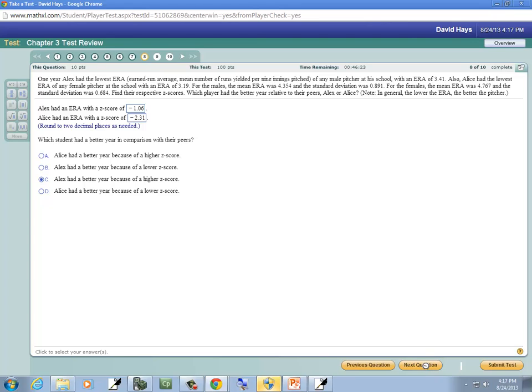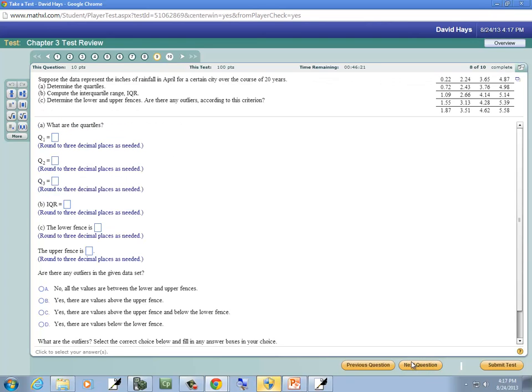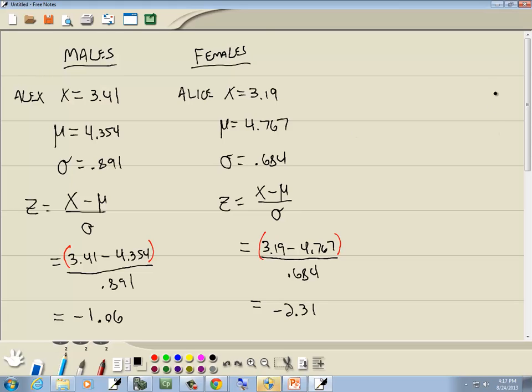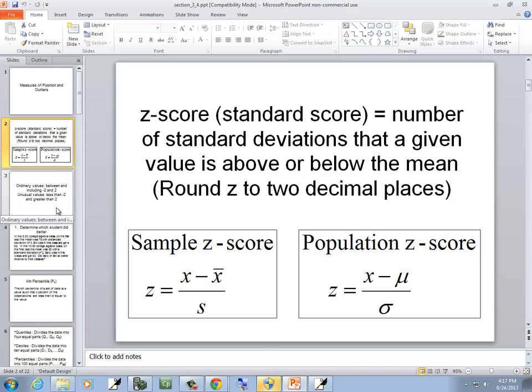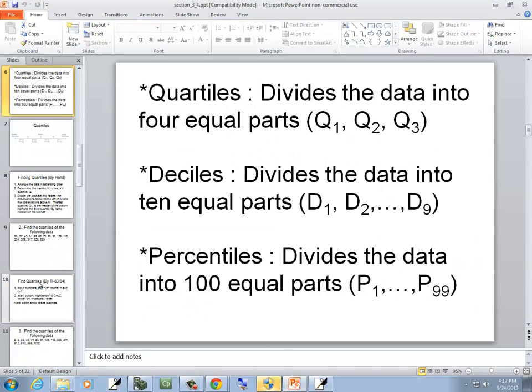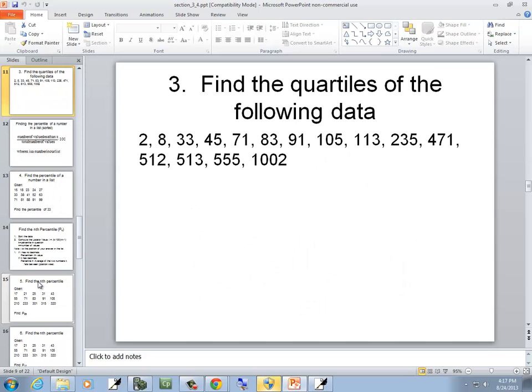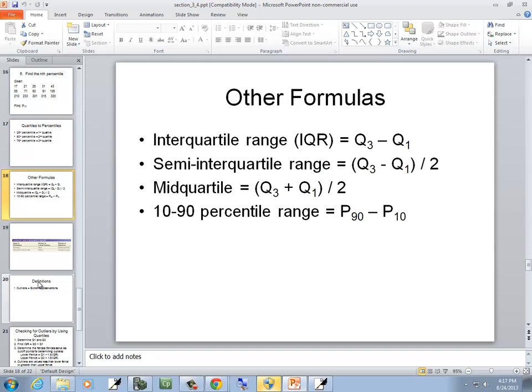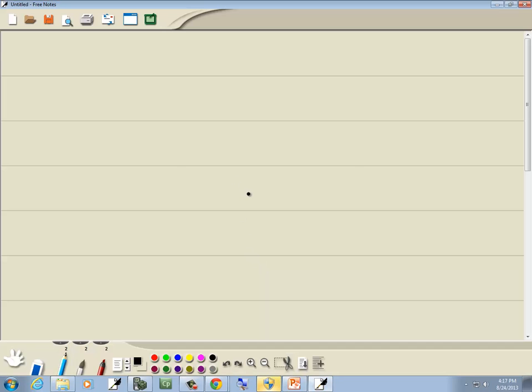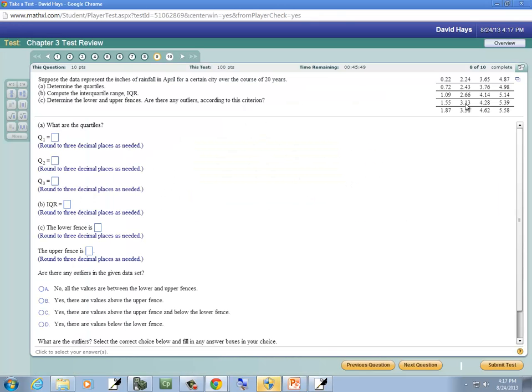I'll go to the next question. Number 9. Okay, suppose the data, with quartiles, IQR. Let me bring up the formulas. Here's IQR. Okay, so we're given a bunch of numbers. Oh, this is great. I wonder if I can type those in without screwing it up.